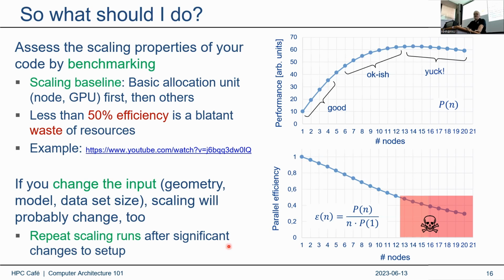Another thing, if you change the input, so if you change the geometry, the problem, the nature of the problem, the data set size specifically, then the scaling will change. If you change the data set size, do something smaller, for example, chances are the scaling will be worse, because if the problem is smaller and you distribute it to the same number of resources, nodes, then it has to communicate more often in relation to the computation. So a smaller problem will usually scale worse. Do the same scaling run again for the other problem size, because the result may be different. The sweet spot may be different.